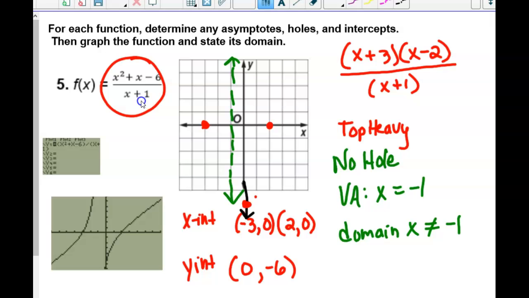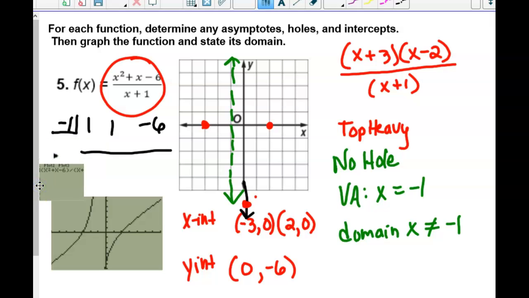What are we gonna do? What's underneath that on your sheets? P over Q. We need to divide. Do we need to do long division for this problem? No, because the denominator is just an x plus or minus c constant. So we can do -1 in the box, 1, 1, and -6 across. Bring down the 1, multiply, add, multiply. That's 0 sometimes. Add. Okay.